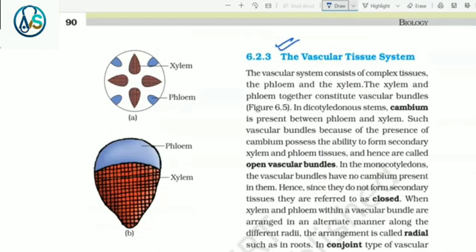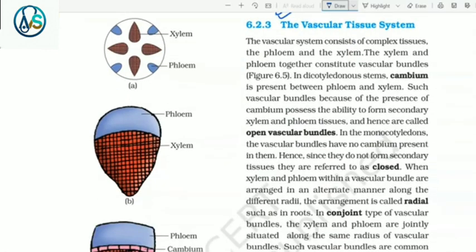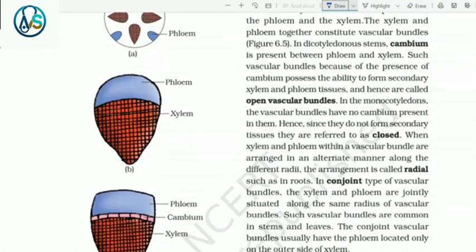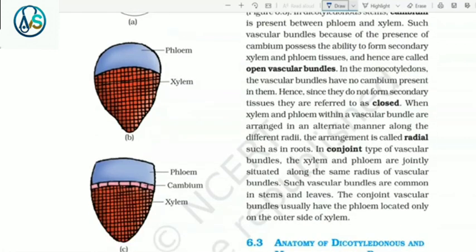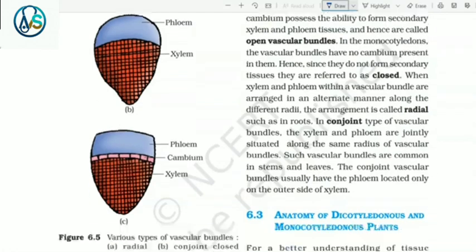6.2.3 The vascular tissue system. The vascular system consists of complex tissues, the phloem and the xylem. The xylem and phloem together constitute vascular bundles. In dicotyledonous stems, cambium is present between phloem and xylem. Such vascular bundles, because of the presence of cambium, possess the ability to form secondary xylem and phloem tissues and hence are called open vascular bundles. In the monocotyledons, the vascular bundles have no cambium present in them. Hence, since they do not form secondary tissues, they are referred to as closed.